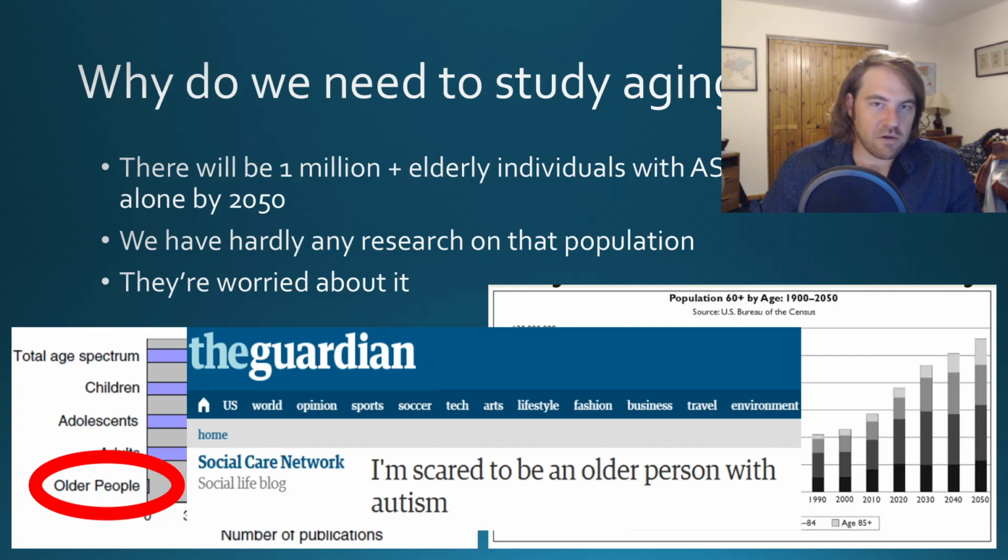But as parents start to get older and die, and the people with ASD become the ones who are older, and their siblings start to get old, who's taking care of them? They have never lived on their own. And so, what's going to happen to them? They're worried about this. They don't know if they can do it. In some cases, they can't. And so who's going to be around to take care of them? That is a really good reason why we need to study aging in ASD.